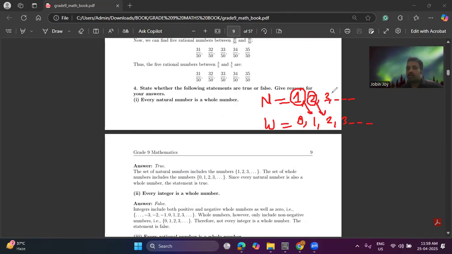Then next number is 2. 2 is a whole number. 3, again 3 is a whole number. That means every natural number is a whole number. So the statement is true, because natural numbers start from 1 and whole numbers start from 0, 1. So every natural number is a whole number, for example 1, 2, 3, etc. Very, very easy.